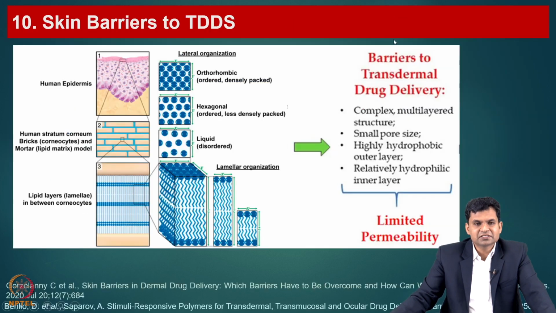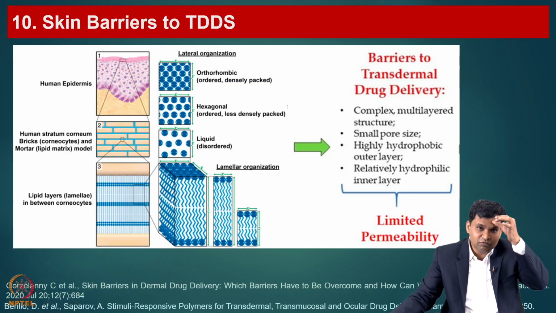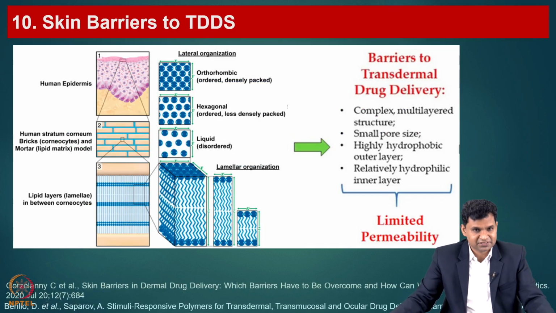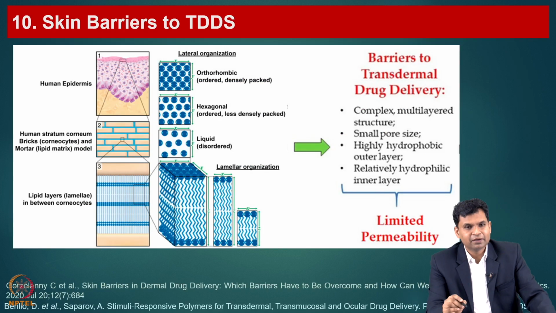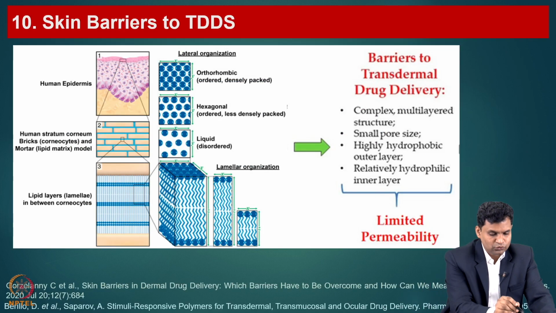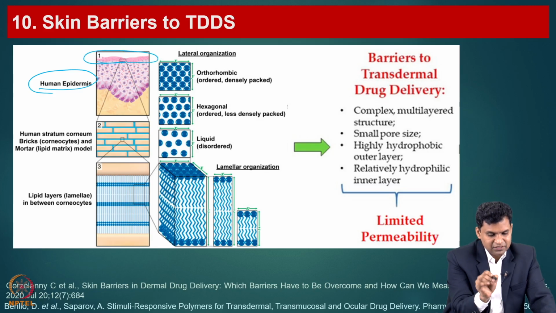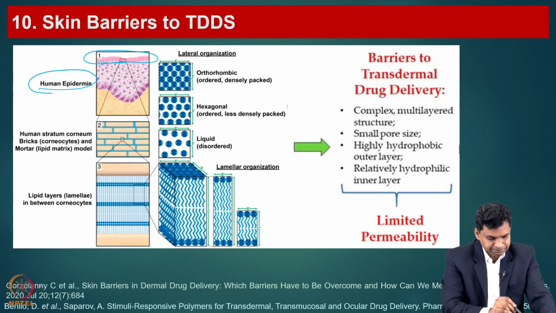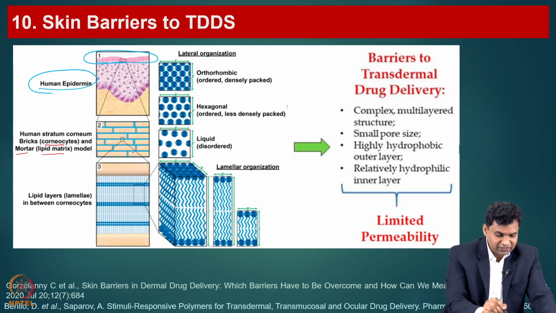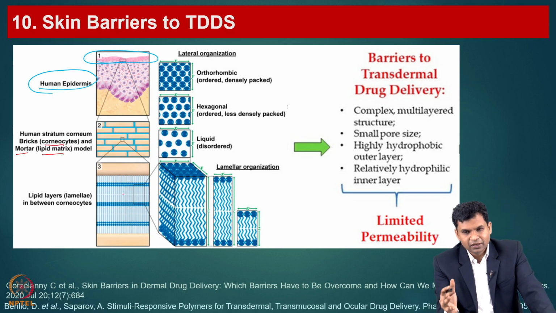And here we will see some of the barriers which are involved in the transdermal drug delivery systems. Now, you can see the skin barrier, how it looks. You can see the outer layer is the human epidermis, and the top layer is the stratum corneum, which is further shown in the pictorial representation. The human stratum corneum is like bricks as well as mortar, the corneocytes and the lipid matrix. Now, this is further examined and represented in the pictorial representation.